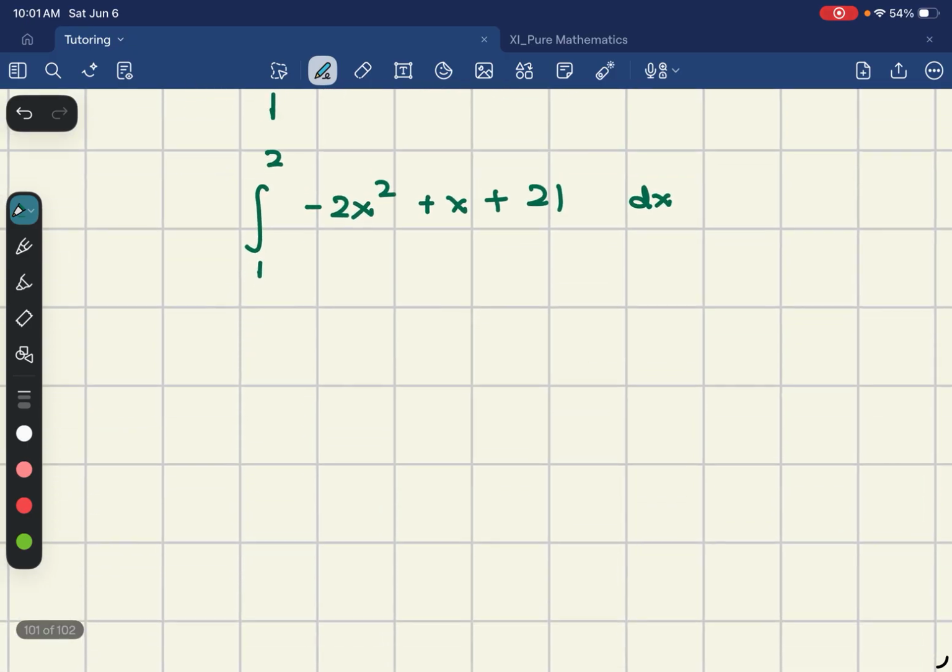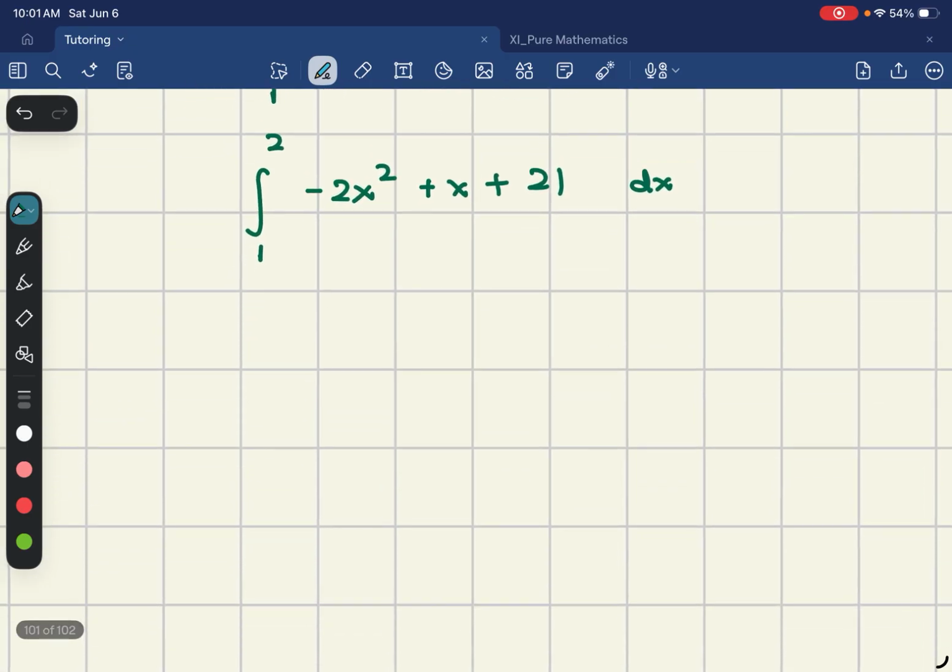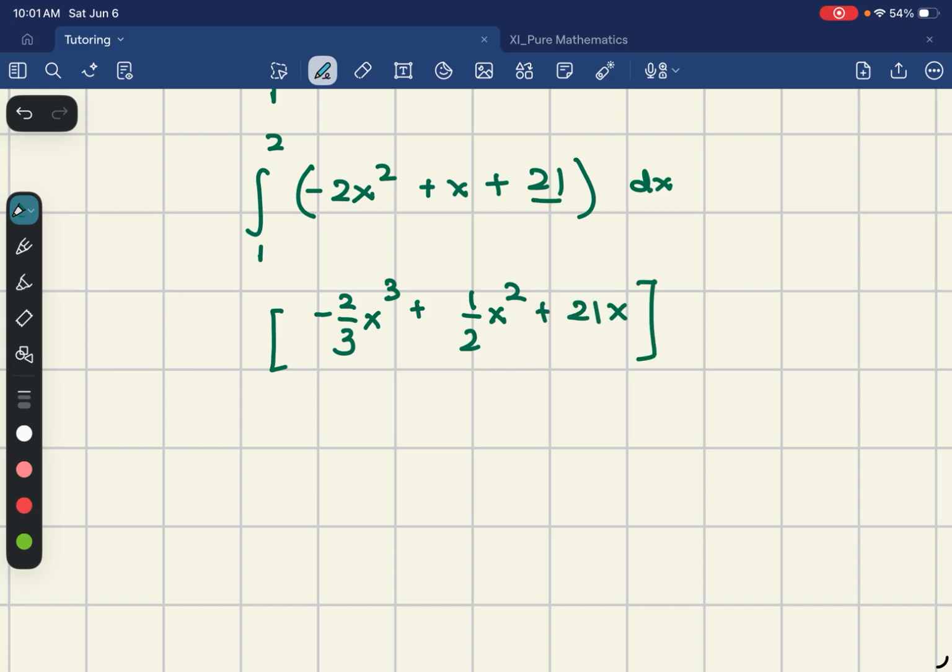All right, and now let's integrate this. I am pretty sure we have done enough examples that you know how to integrate this. So if you integrate it, you are going to get negative 2 over 3 x cubed plus half x squared plus 21x. The integral of 21 dx will give me 21x. Integration of x is going to be x squared divided by 2. And you factor negative 2 out first. Integration of x squared is going to be x cubed divided by 3. And then when you put it together, you get this expression.